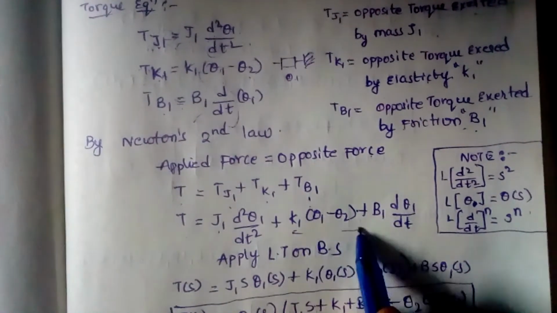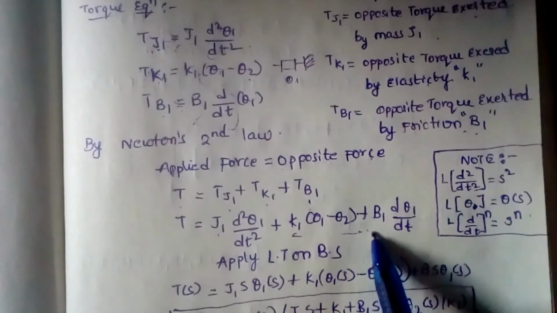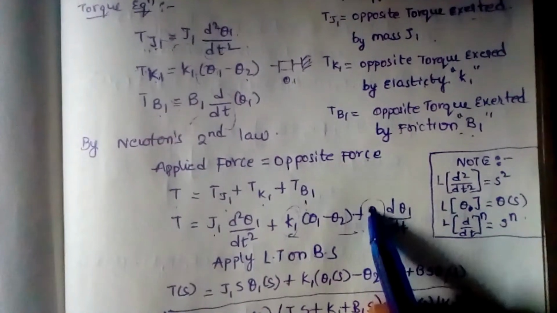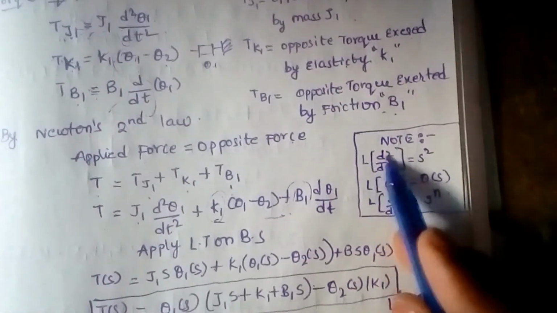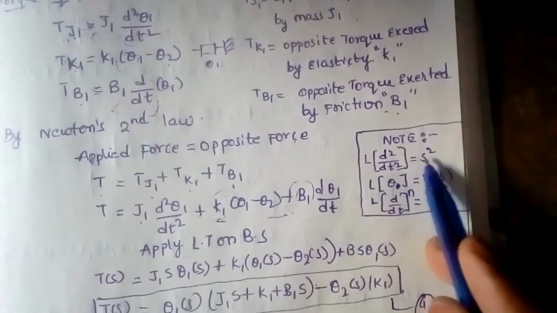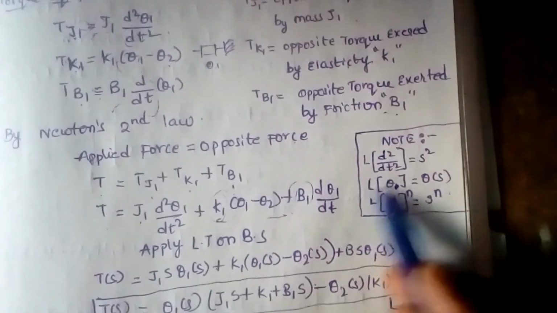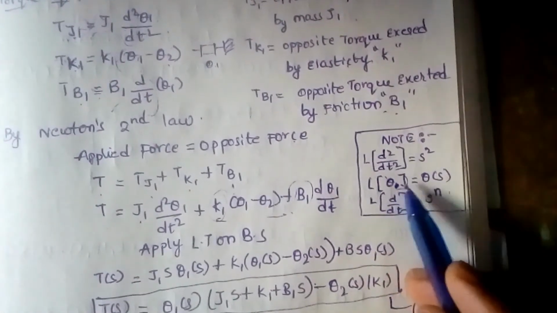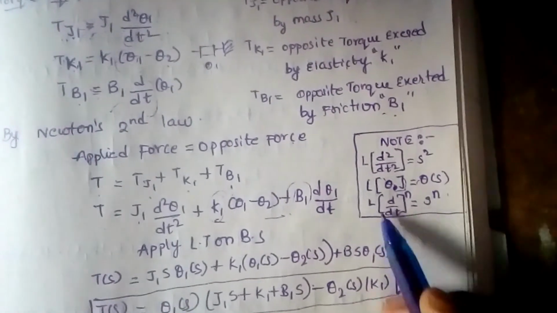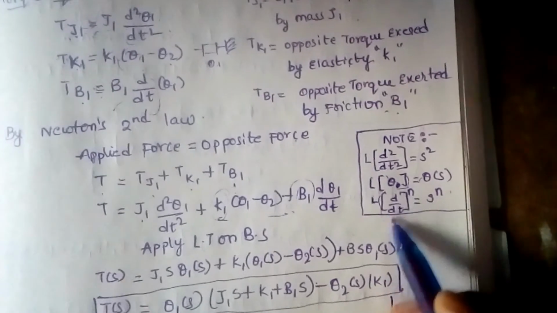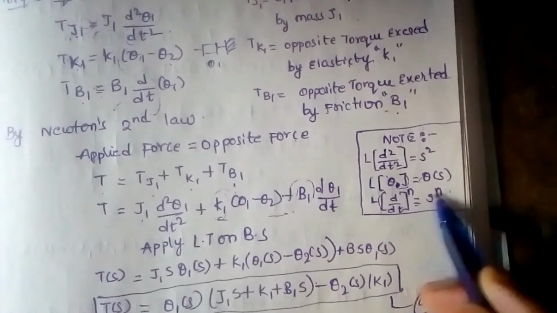Here K1 is theta minus theta, spring elasticity constant K1, and B1 friction constant. I said you have to know the Laplace transform. Laplace transform of d square by dt square is s square. Laplace of theta means theta of s. Why I am saying this, you will understand next time. Laplace transform of (d by dt) whole power n is s power n.